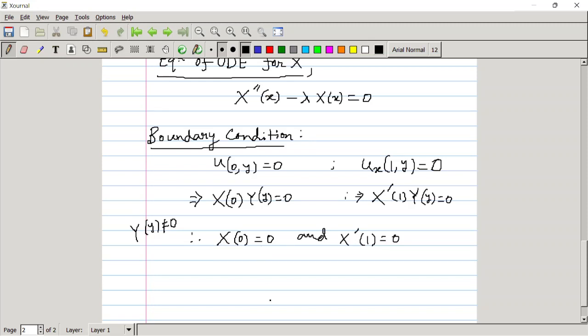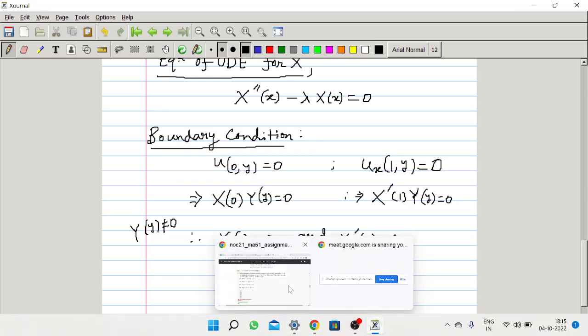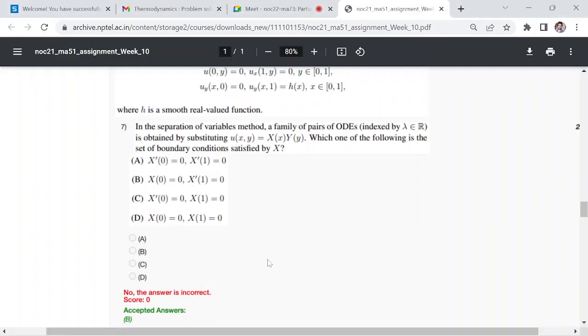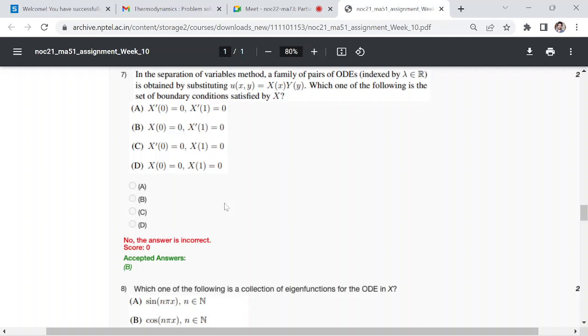So you understand. Let me check which option: X(0) is 0 and X dash(1) is 0. So option B is the correct option. Option B. Okay.